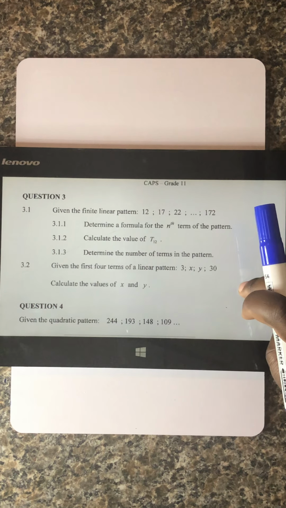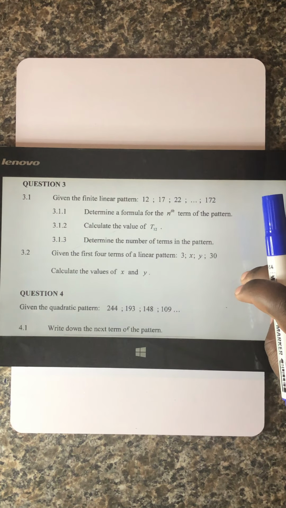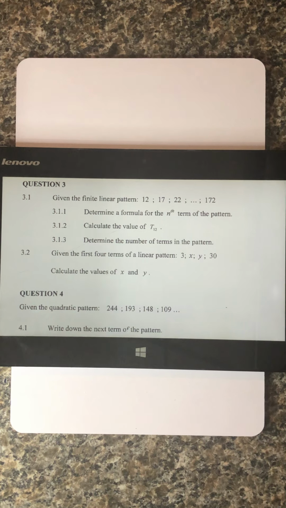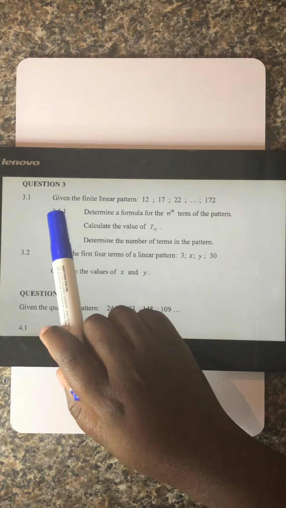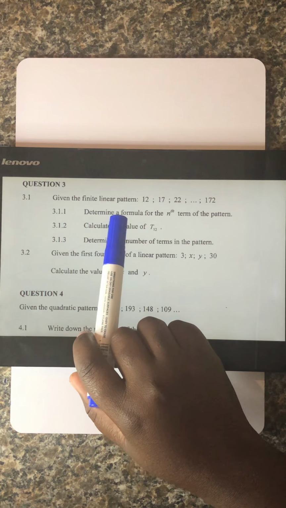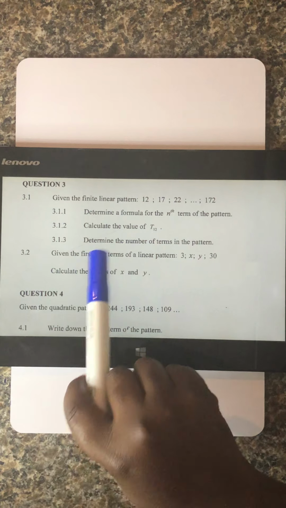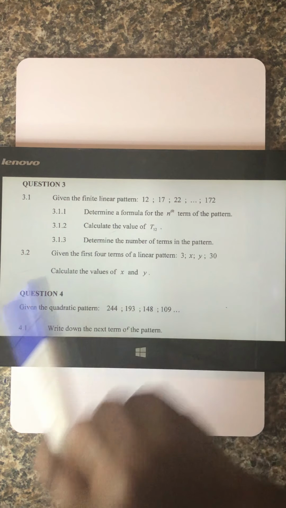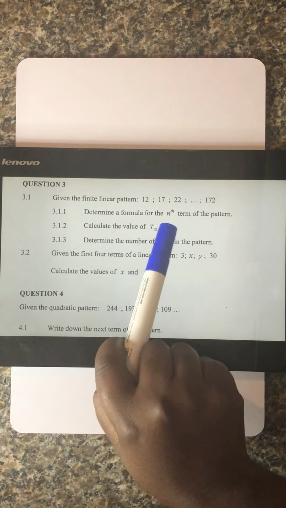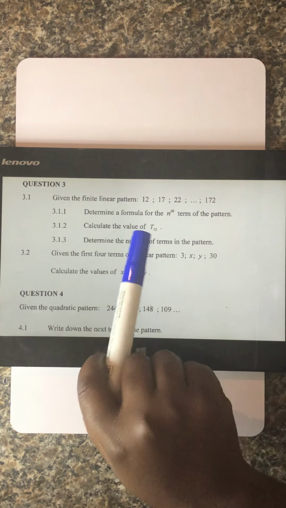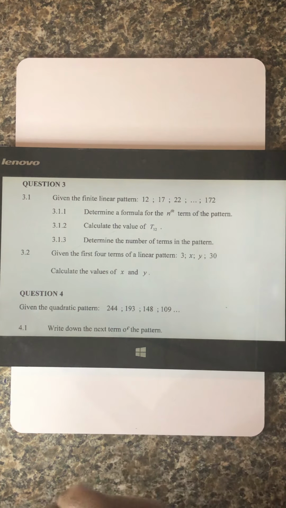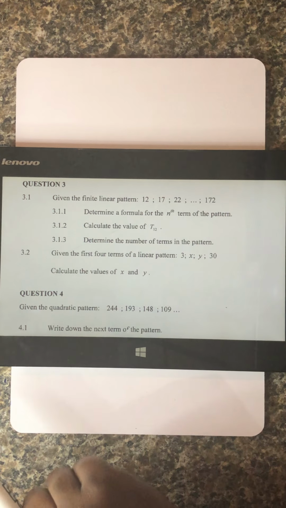Okay, so ladies and gentlemen, question 3, as you can see, 3.1, we are given a statement which says, given the finite linear pattern, the pattern is 12, 17, 22, up to 172.